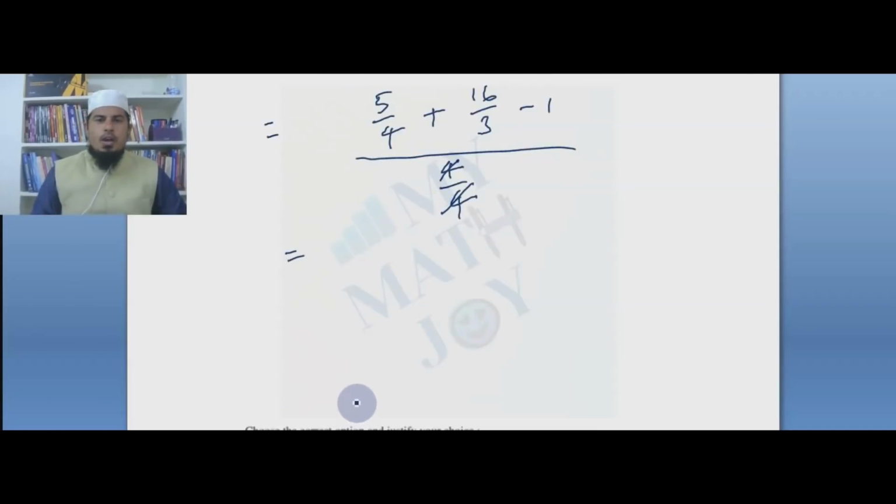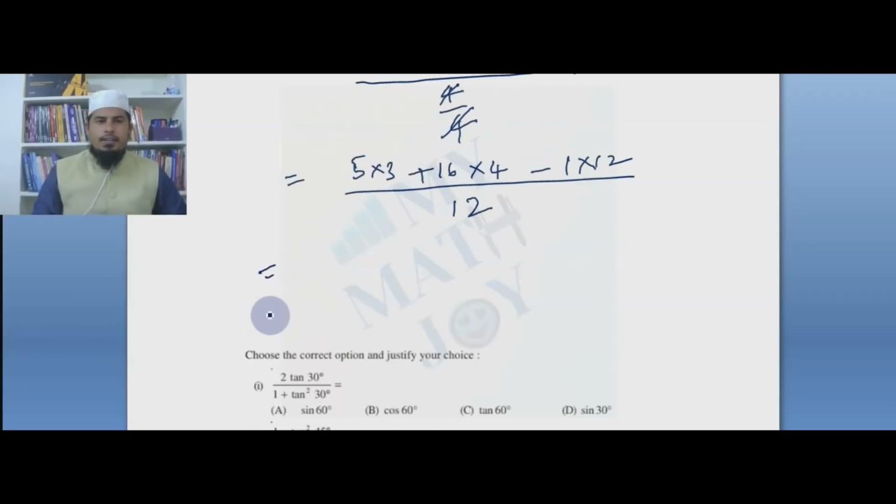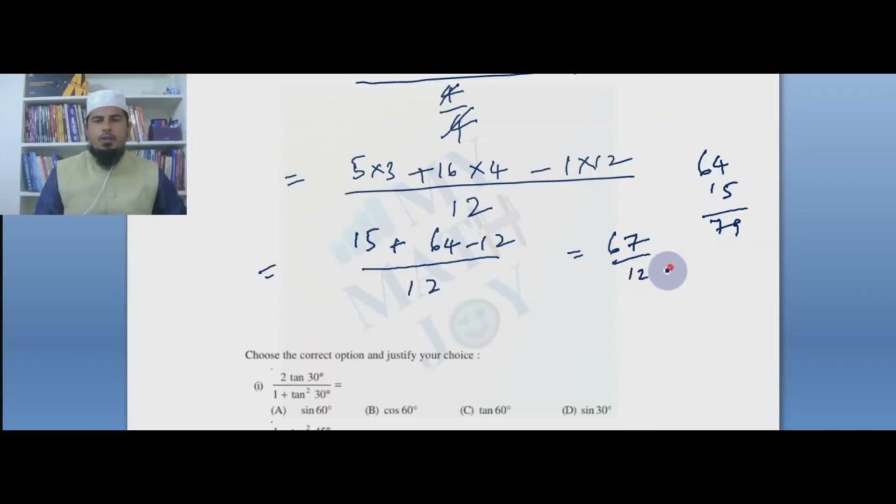So now to simplify this numerator, let's take an LCM of these 4 and 3, it is becoming exactly 12. I have to multiply 5 times 3 here, and 16 should be multiplied by 4 and 1 should be multiplied by 12 in order to make an equivalent fraction and simplification part. 15 plus 16 times 4 is 64, minus 12, by 12. How much will be the answer? 64 plus 15 is going to become 79, and reducing by 12, 67 by 12 will be the answer.